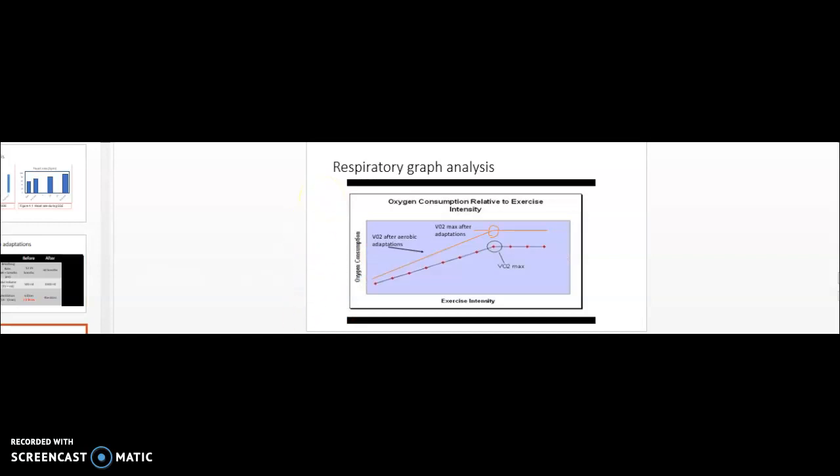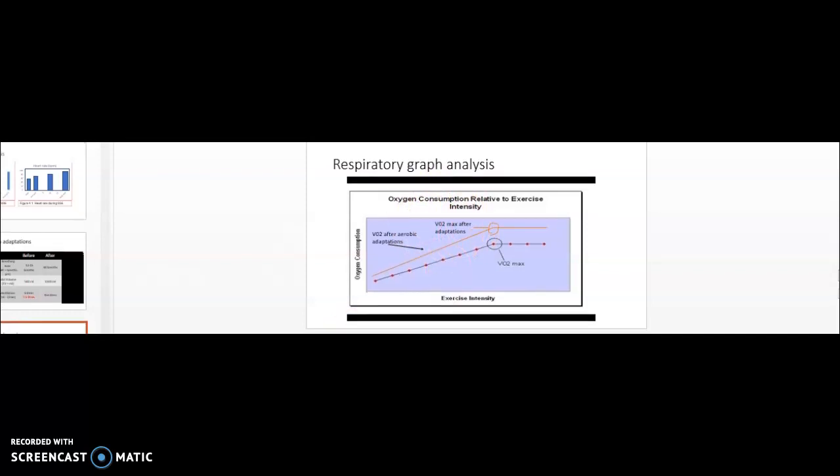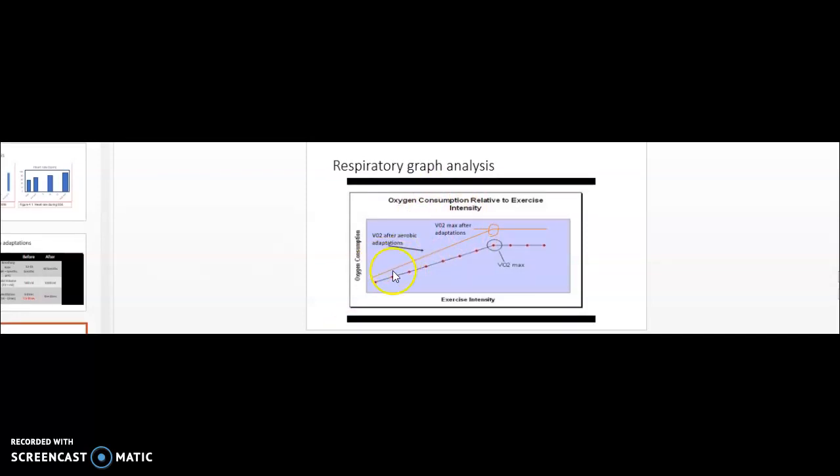Respiratory graph analysis. The graph above shows VO2 during increasing intensity exercise, both before and after these aerobic adaptations have taken place. Firstly, the graph shows us that VO2 starts off higher on the orange line after these adaptations have occurred. This is due to the adaptation of the increase in tidal volume, due to the intercostal muscles allowing more air in the thoracic cavity.